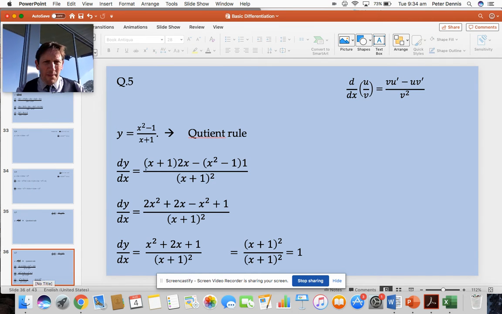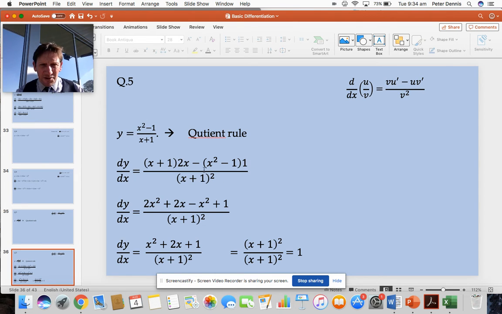So we're just applying the quotient rule. So what we've got is x plus 1, that's the bottom, times the derivative of the top, which is just 2x, minus the top times the derivative of the bottom, which is 1, all over the bottom squared. So v times the derivative of u minus u times the derivative of v, all over v squared.